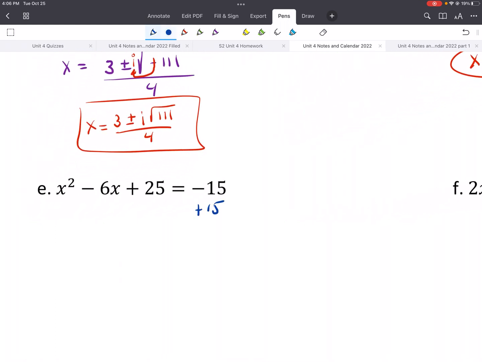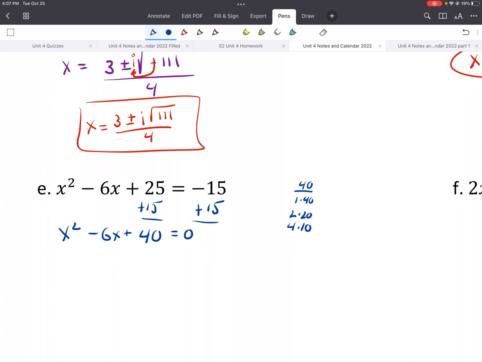Add 15. So that gives us 40. Okay, so now we just need to figure, is this factorable? Can you multiply to 40 and give you an answer of 6? So let's look at that. So for 40, you got 1 and 40, 2 and 20, that can't give you 6. 4 and 10, ooh, that looks like that could work.